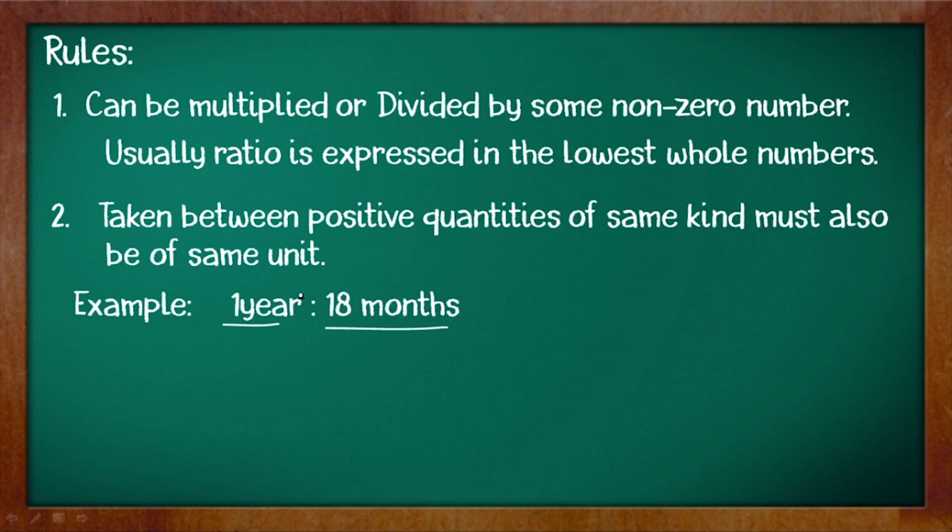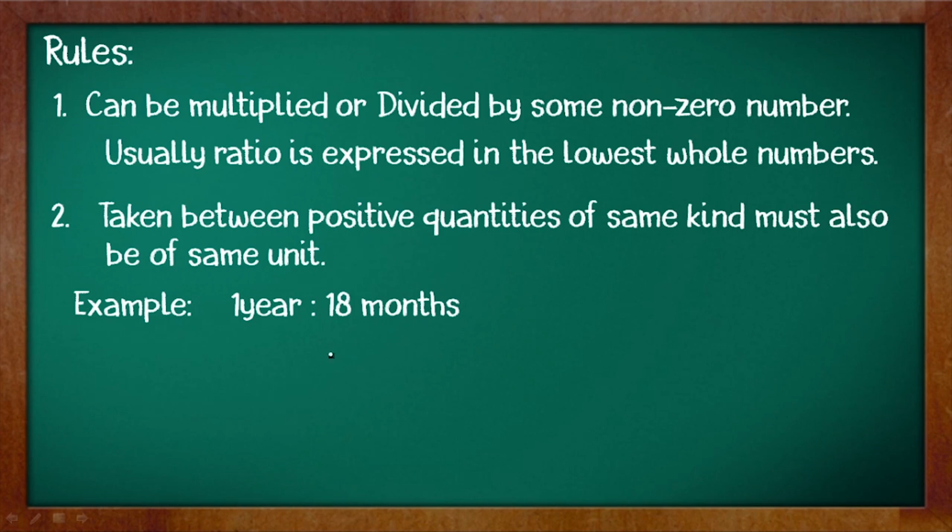Both represent some amount of time. It is 1 year, it is also time. 18 months, it is also time. So we are taking ratios of the same kind. Till there it's okay, but it should also have the same unit. One is year, the other one is months. So it is of different units, so this is not possible.